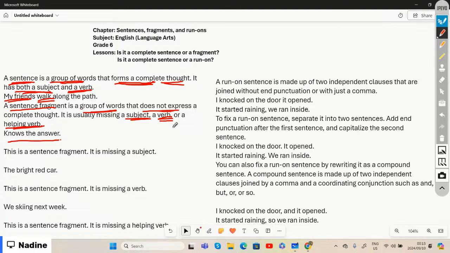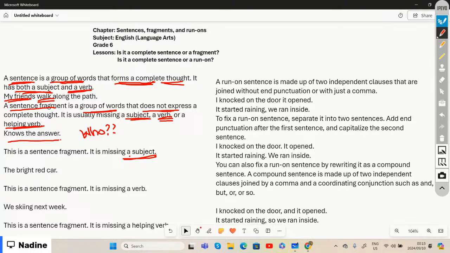And if we look at that sentence, it says knows the answer, right? That sentence alone does not sound like a completed sentence, because now the question is who knows the answer, right? Which means that this is missing a subject. It's missing a subject because now the question is who knows the answer.